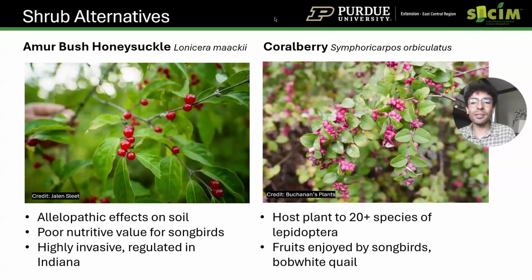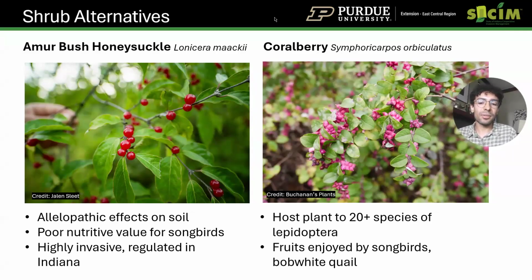So speaking of honeysuckle, next up we have amberbush honeysuckle. This is a species that is regulated in Indiana, among a few other invasive bush honeysuckle species. Tartarian bush honeysuckle is another one that's regulated. So this species has allelopathic effects on the soil. It's really preventing a lot of our native species from germinating, and it's casting a lot of shade in those areas where it gets out of cultivation.